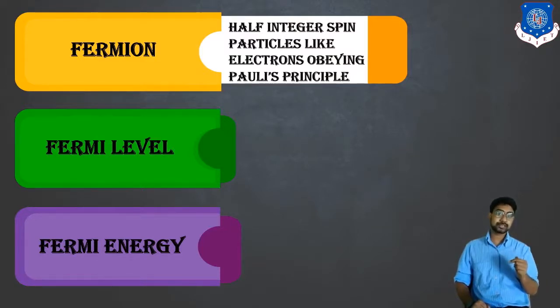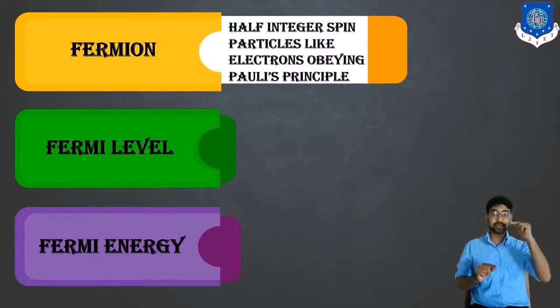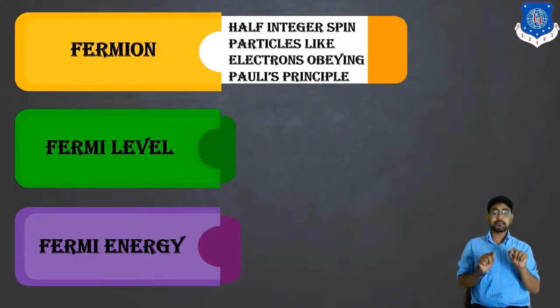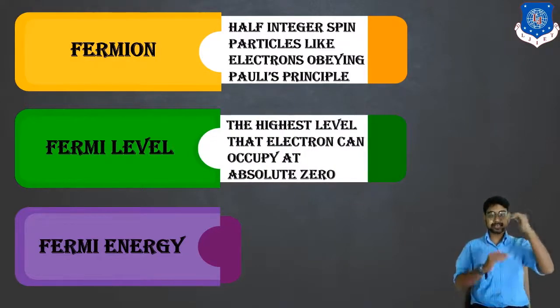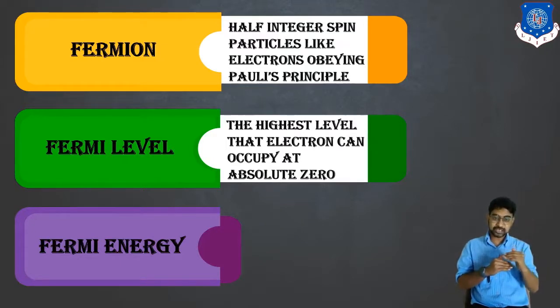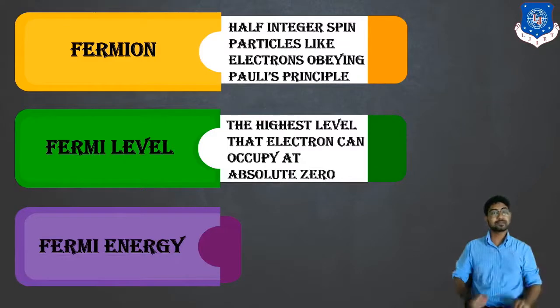Now what does Pauli's principle say? In the energy levels, from the ground state, electrons will fill up in the upward direction, and at a time only two electrons can be in a level, which will be of opposite spin. Now what is the Fermi level? It is the highest level that an electron can occupy at absolute zero. See what we are doing, we are restricting the temperature. So at absolute zero, when electrons are filled up to the highest level, that particular level where the electron is residing is the Fermi level.